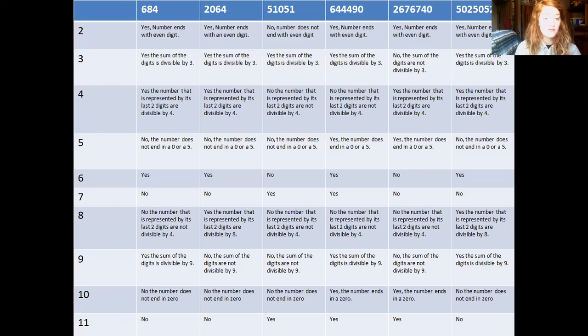The number is not divisible by 8 because the number represented by its last three digits is not divisible by 8. It is divisible by 9 because the sum of its digits is divisible by 9. It is not divisible by 10 because it does not end in a 0. And it's not divisible by 11. You can see this graph that I've made, and I have all of my reasonings for why the numbers are or are not divisible by each number. All right, let's move on.